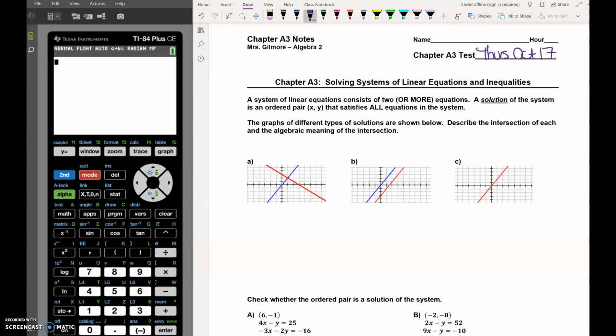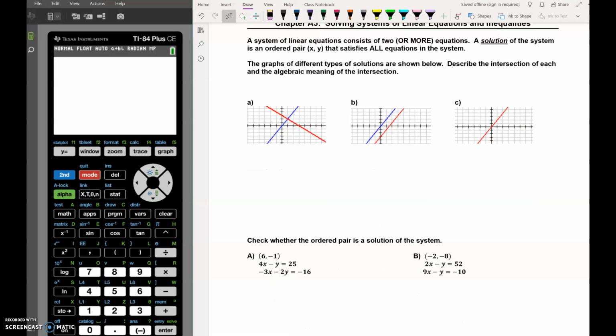First, we need to talk about what a system of equations looks like. When we graph a system of equations, you have two lines on the same graph. The solution of the system is the x and y value that work in both equations. That is shown on the graph by where those two lines intersect.